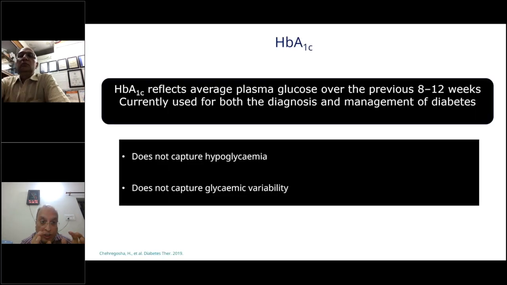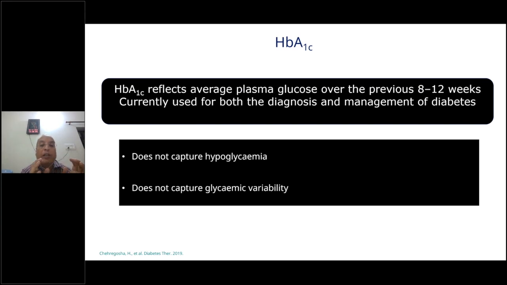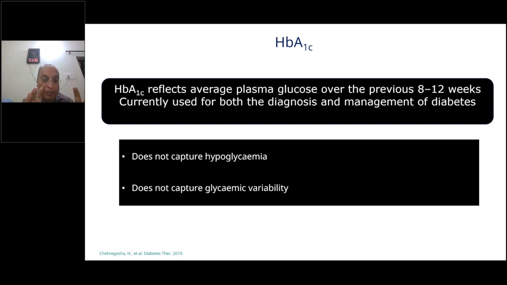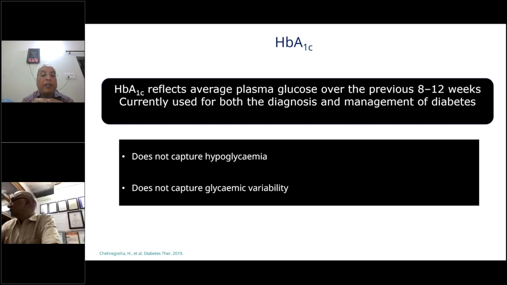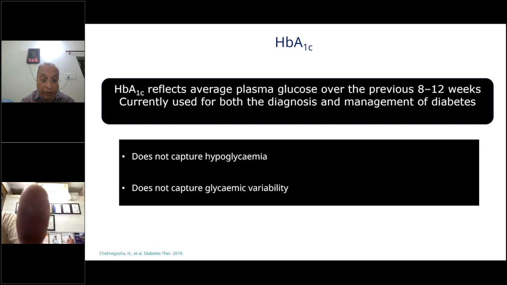Now if we see, traditionally we are utilizing HbA1c and it has been deeply ingrained in our minds. HbA1c reflects plasma glucose over the previous 3 months, and presently it is utilized for diagnosis, follow-up as well as management of diabetes. However, there are certain inherent limitations of HbA1c. These are that it does not capture hypoglycemia. Number two, HbA1c does not capture glycemic variability.